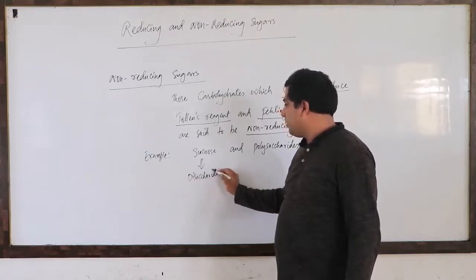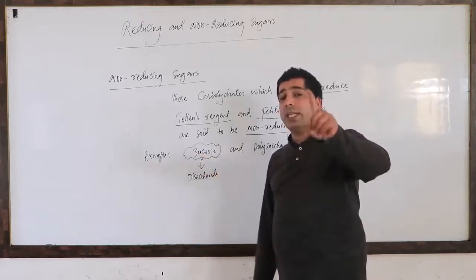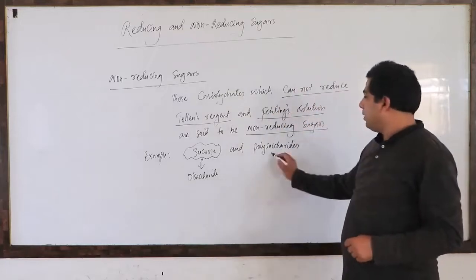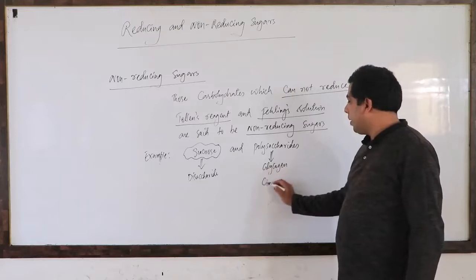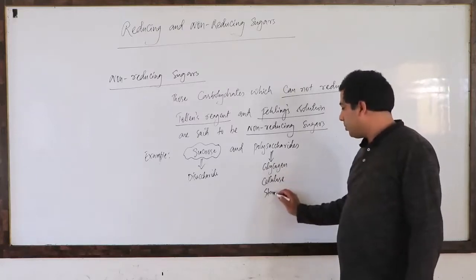This is a disaccharide, sucrose. Only one example, because maltose and lactose are reducing sugars. I have explained that to you. And among polysaccharides, you have glycogen, you have cellulose, and you have starch.